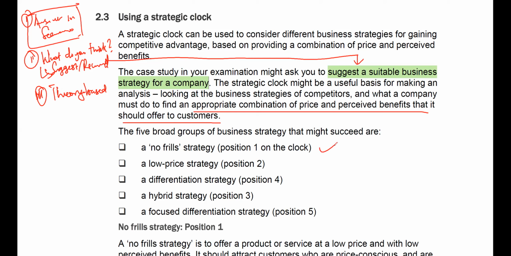Yes, please. So let's take the first one. No frills strategy, which is position 1 on the clock. Now, a no frills strategy is to offer a product or service at a low price and with low perceived benefit. We do this to attract customers who are price conscious and are happy to buy a basic product at the lowest possible price.